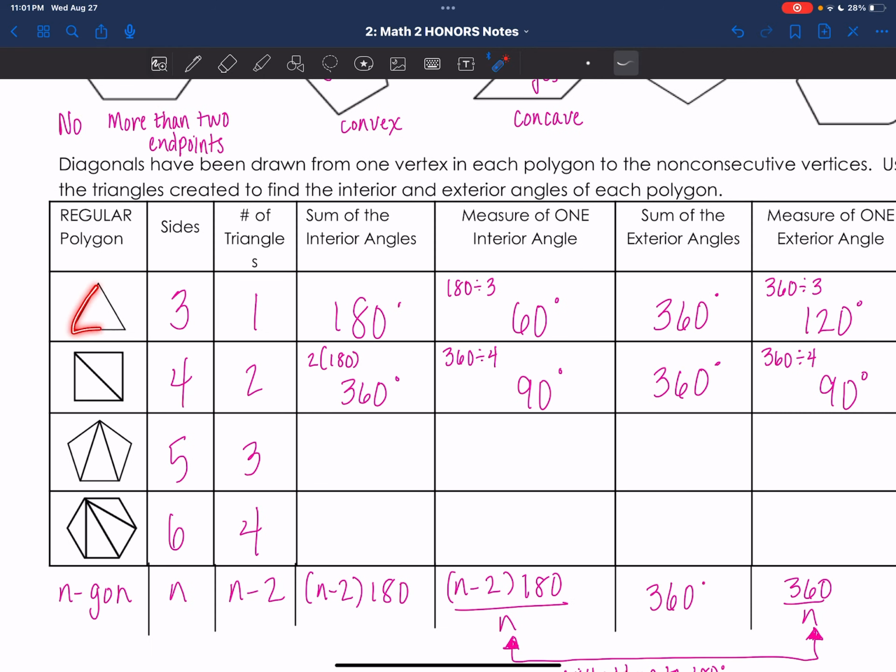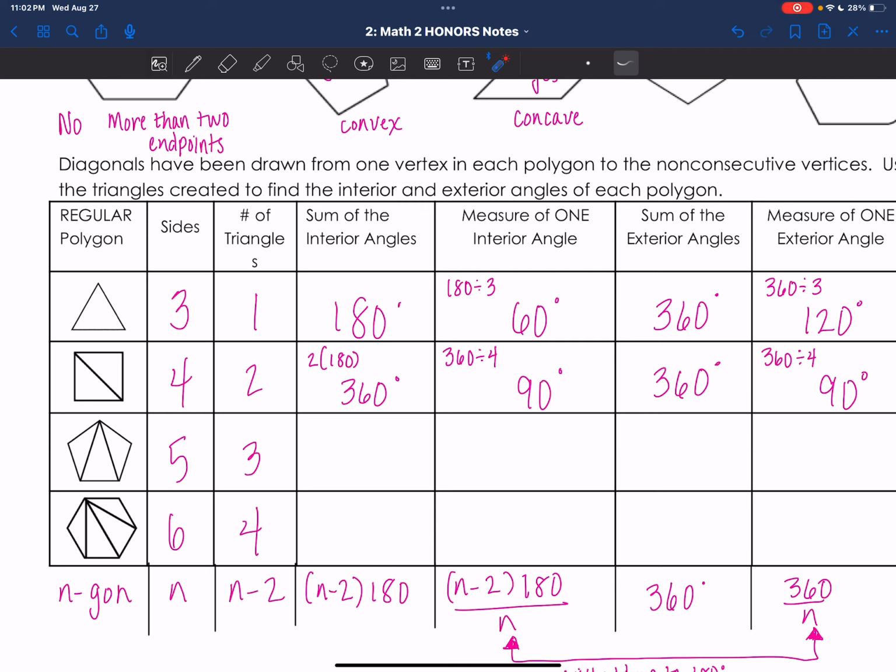So here, three sides, and the number of triangles is just one triangle. The sum of the interior angles is 180 degrees. Now if we want to find one angle, and we know it's a regular polygon, meaning all your sides are the same and all the angles are the same, I can go 180 divided by 3, and each angle is going to be 60 degrees.